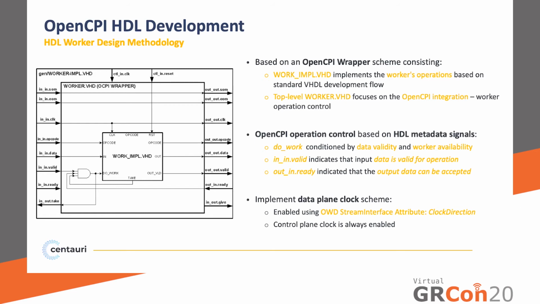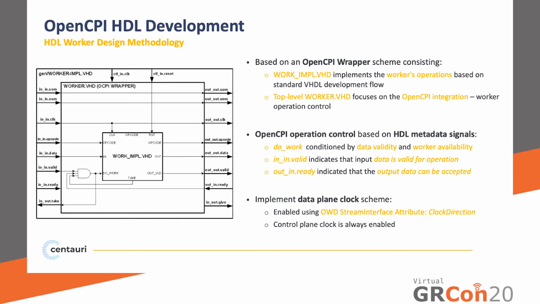OpenCPI operation control is based on several metadata signals. For this design, we have a do-work signal that is conditioned by data validity and work availability. In particular, we are using the valid signal associated with the input interface to indicate that the data is valid for operation, and we're using the ready signal associated with the output interface to indicate that the data can be accepted by a downstream worker before we actually do work.